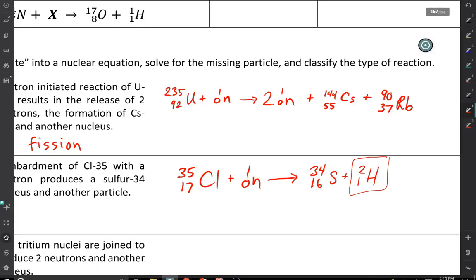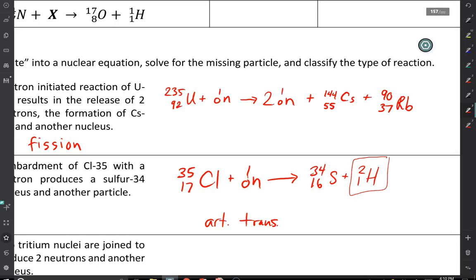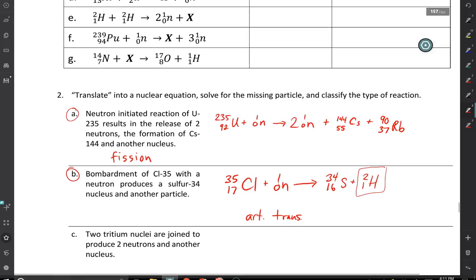I don't want to call this fusion. I know fusion is usually reserved for something like hydrogen atoms, where multiple things come together to make a single nucleus. I can see why some people might think that fission looks tempting here. I've got a neutron-initiated reaction, and I'm producing other nuclei. Be careful. This is best classified as just an artificial transmutation. This is not a fission reaction because chlorine is not a big enough nucleus to undergo fission. What we have here is just a simple artificial transmutation. So you can figure that out through a process of elimination.